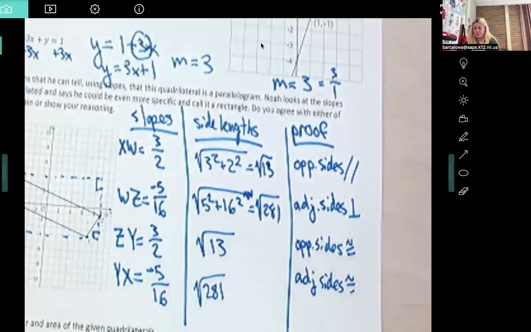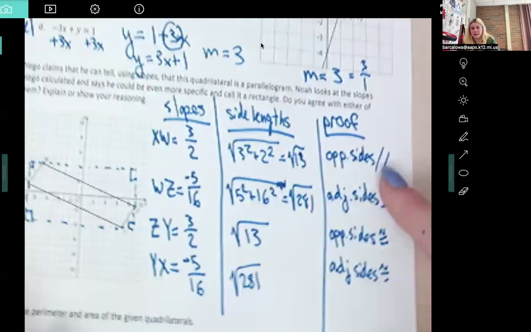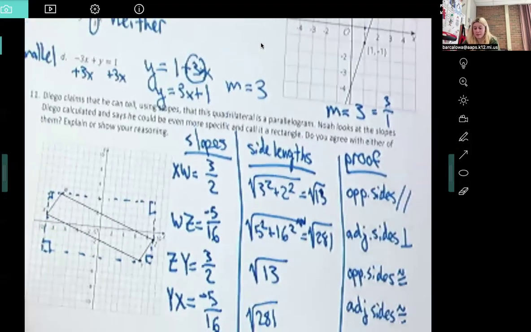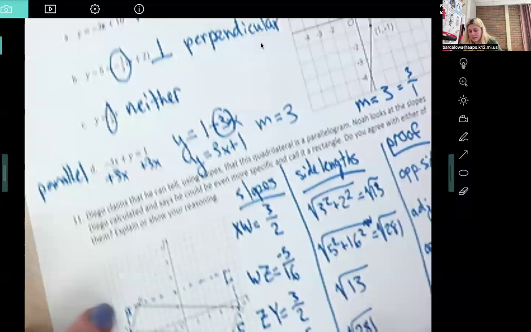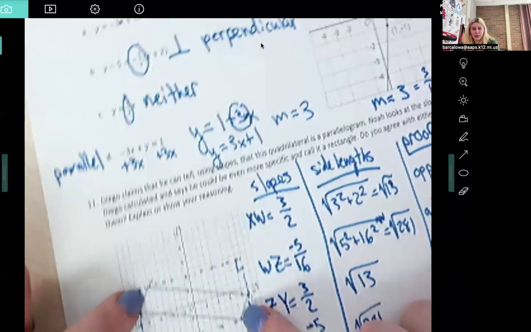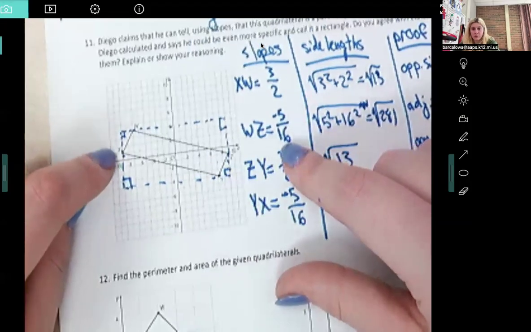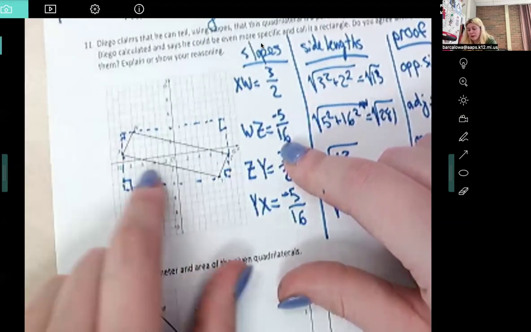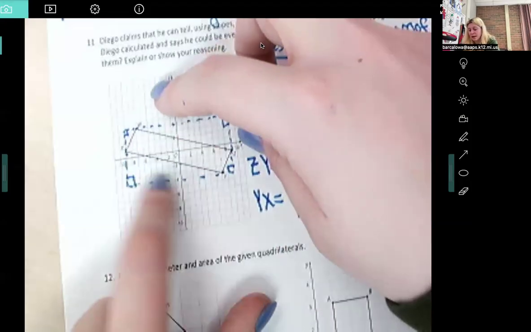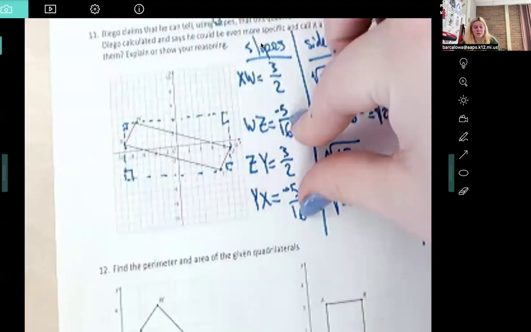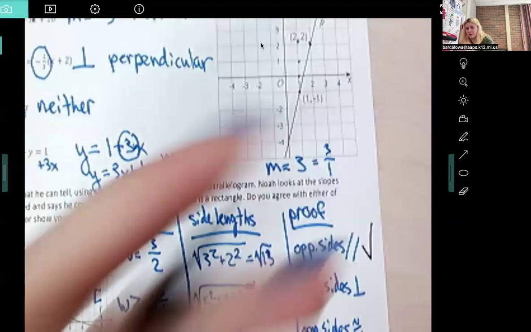Okay, so let's analyze. Opposite sides parallel. To be parallel, they must have the same slope. So let's look. XW and ZY. Ooh, I'm not even on the camera. XW and ZY have the same slope. Check both pairs. So YZ or YX and WZ, those also have the same slope. Good, so opposite sides are parallel.